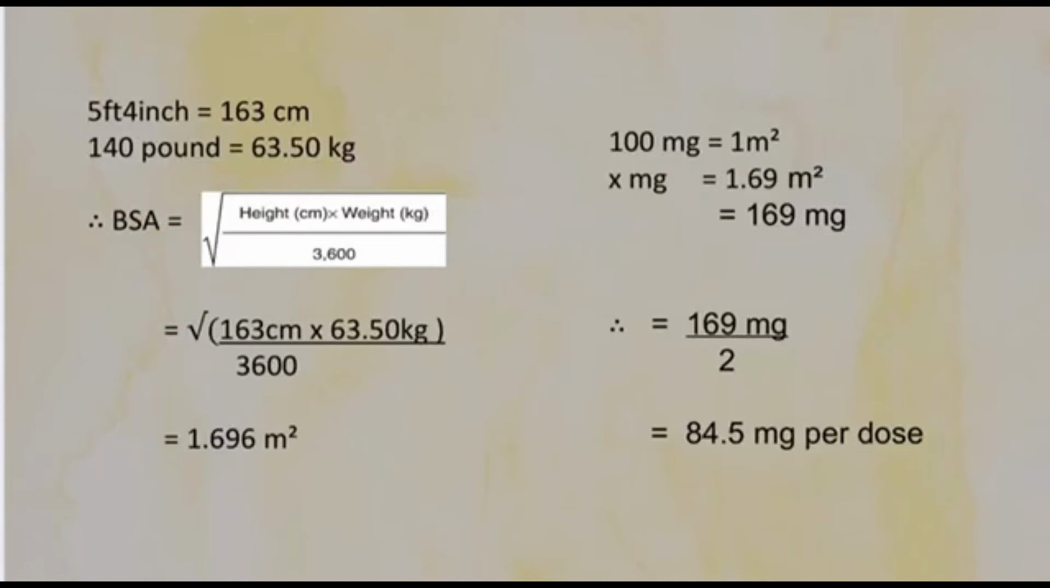100 milligrams is equal to 1 meter squared, so how much will be received for 1.69 meters squared? We can multiply 1.69 meters squared by 100 and get the answer, 169 milligrams. But the physician stated that Cytoxan is taken orally in 2 divided doses. Therefore, we divide 169 milligrams by 2 and get the answer, 84.5 milligrams per dose. This is the amount that DW will receive for each dose.